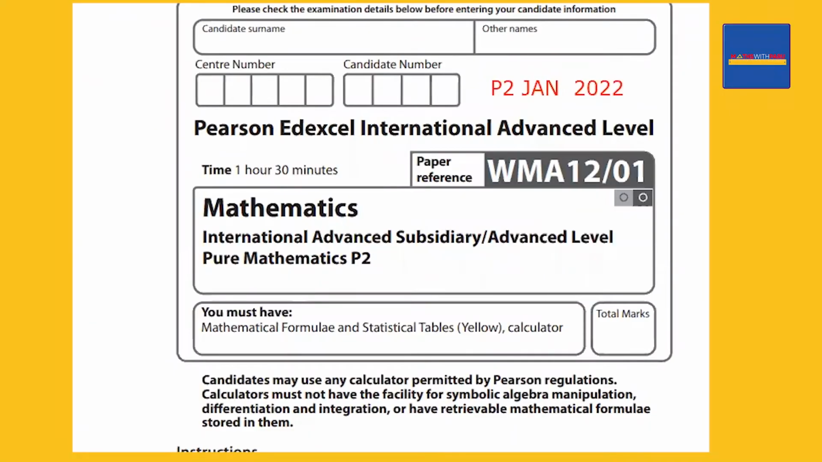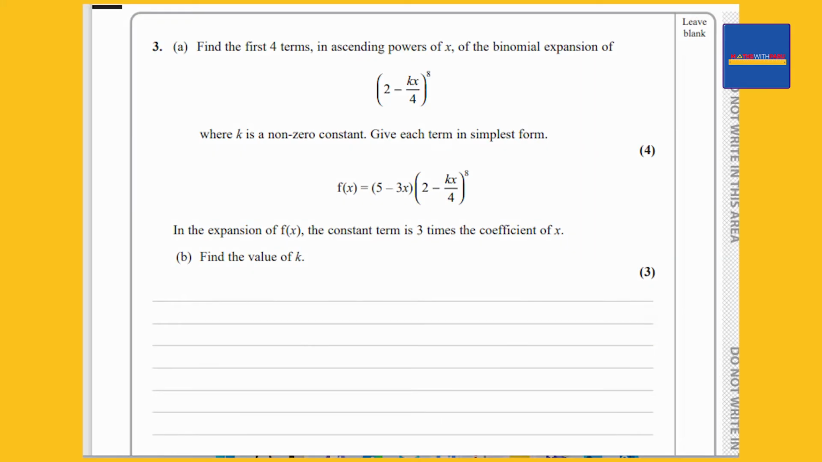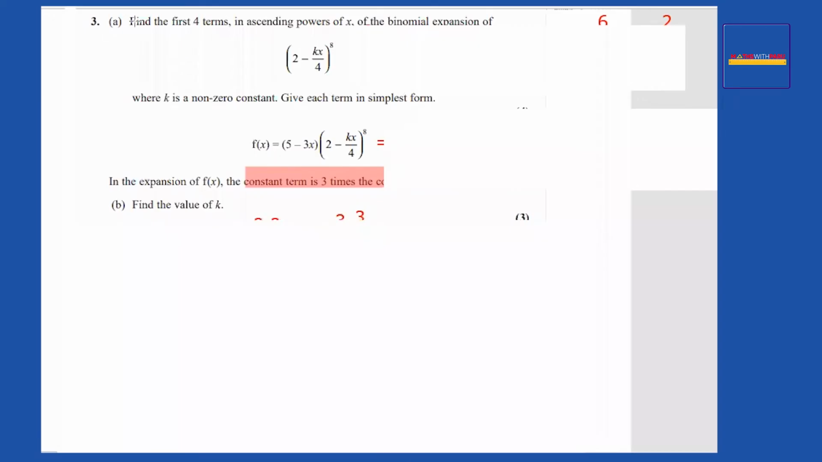Today's question is taken from January 2022, paper 2, and it's question 3. Let's begin. Okay, here we go. Find the first 4 terms in the binomial expression that is given.